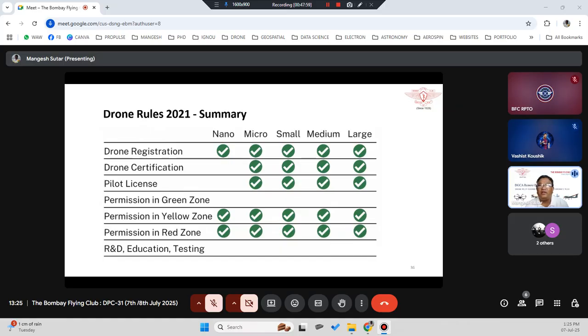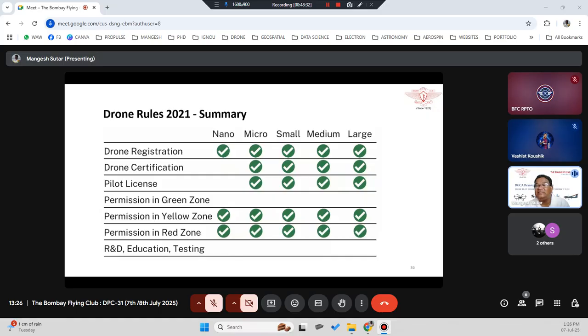Okay, here we are talking about drone registration, which is mandatory for nano, micro, small, medium and large. You will say, you told us that under the drone rules nano is exempted. It is only exempted if you are less than 250 grams and flying only below 50 feet. If it is above 50 feet, you have to register it also on the Digital Sky platform. For type certification, nano is completely exempted, but for micro, small, medium and large, you have to do type certification.